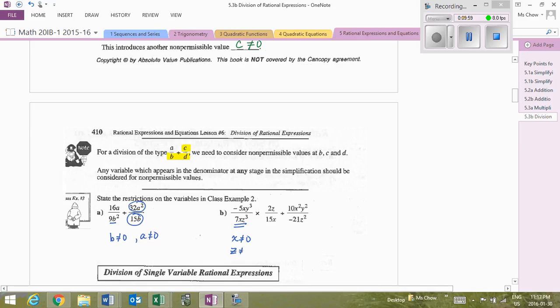Z cannot equal 0, and all of these are just simply cannot equal 0. Why? Because they are just the factors. There's no binomial factors that we're dealing with. It's 7 times x times z. And then in this particular case, again, it's 15 times x. 15x can't equal 0, therefore x can't equal 0. For this one, we're looking at z again, cannot equal 0. Now we go to the numerator, and we also need to include the fact that y cannot equal 0.